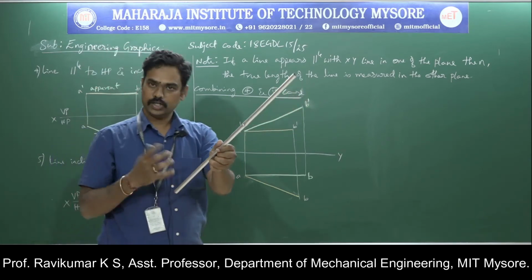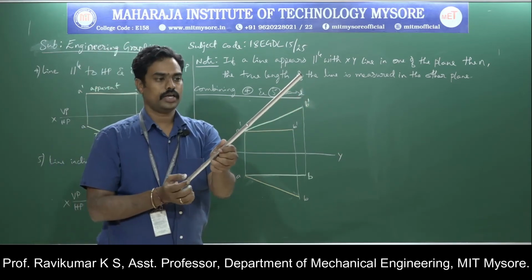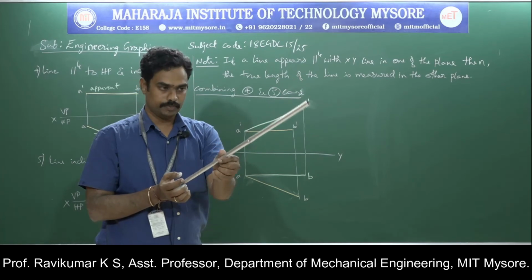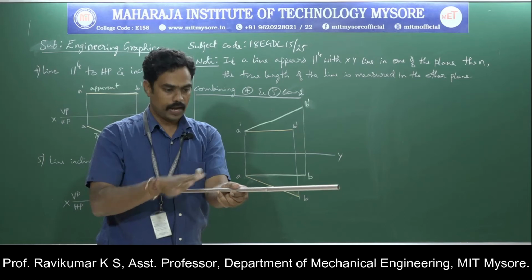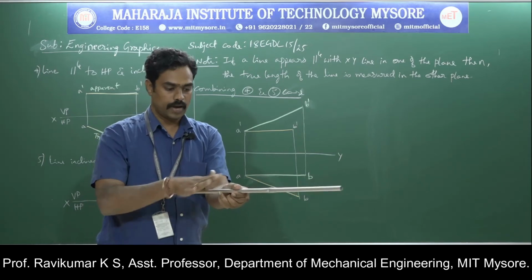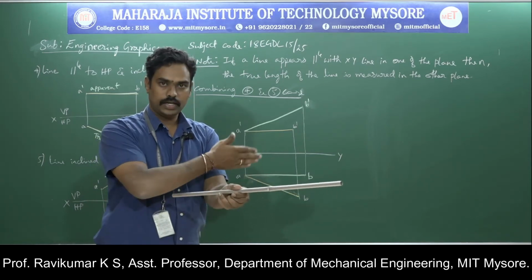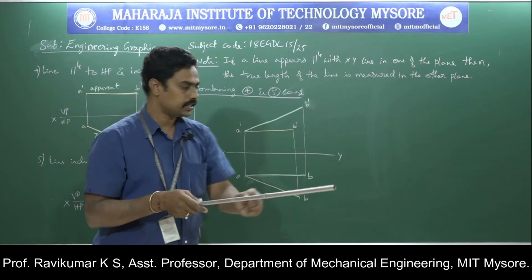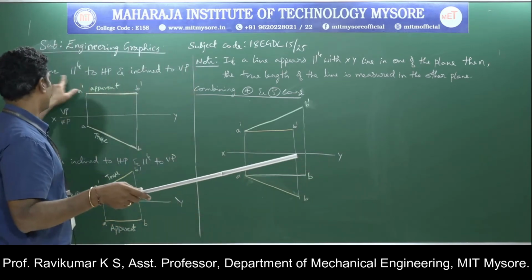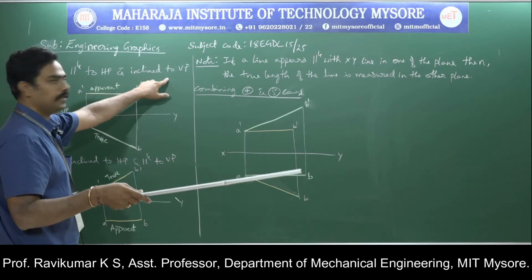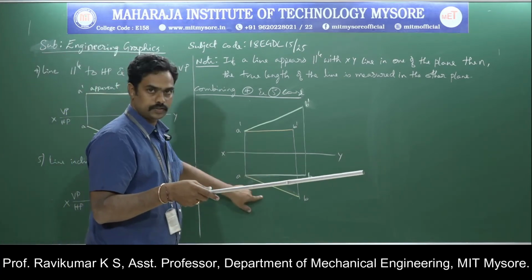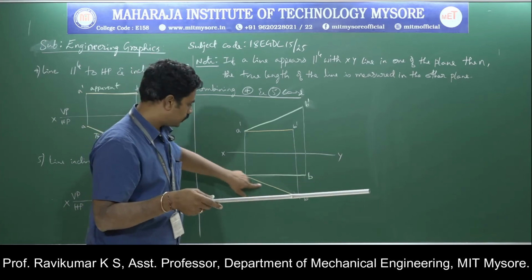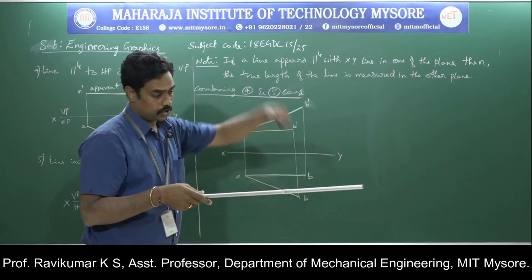Similarly, this is inclined to both the planes. Now I will take off the inclination with respect to HP, something like this. I have made this line parallel to HP now. This is parallel to HP and inclined to VP. So this is the fourth case, line parallel to HP and inclined to VP, where you will get the yellow lines like this, where this is the true length. You will get it in the top view.